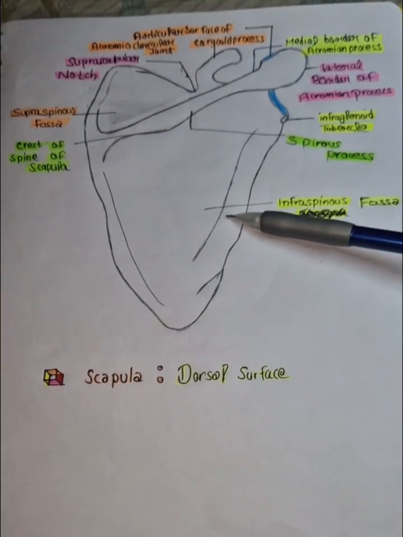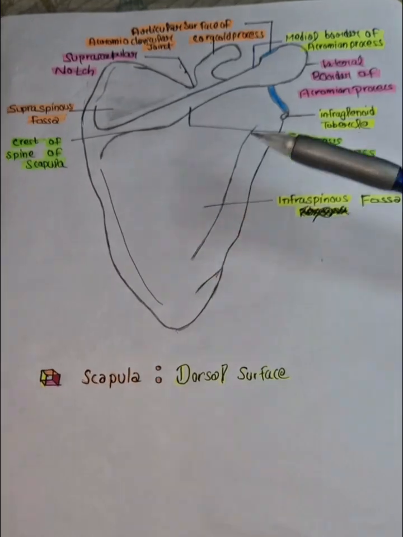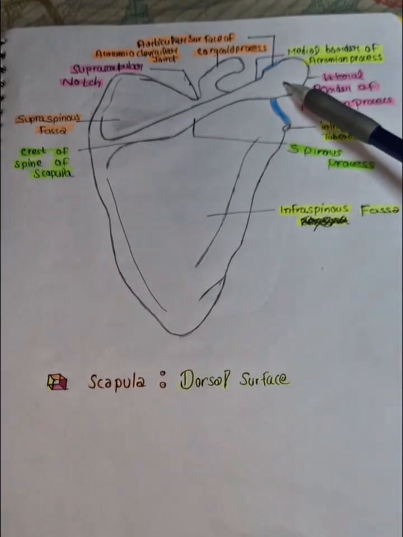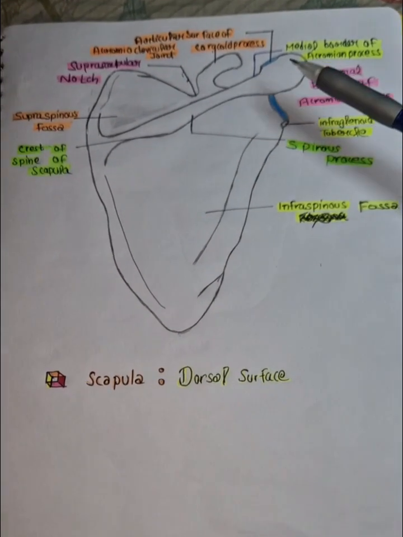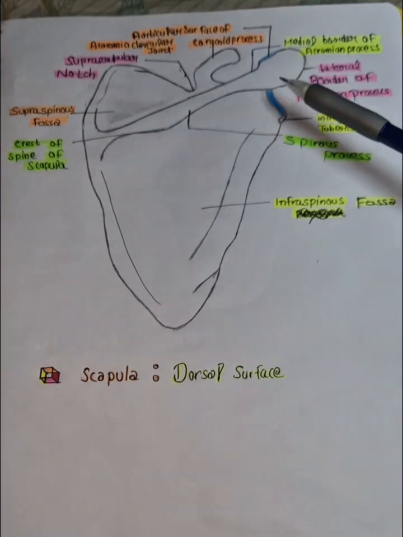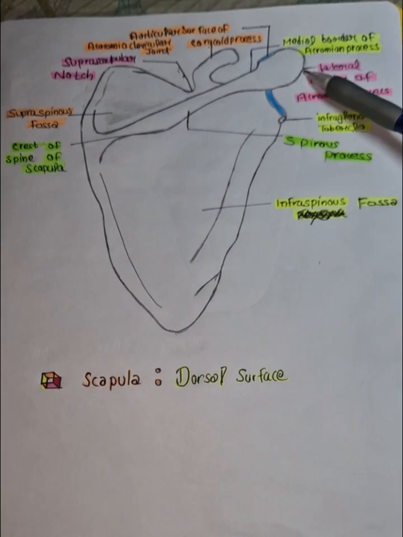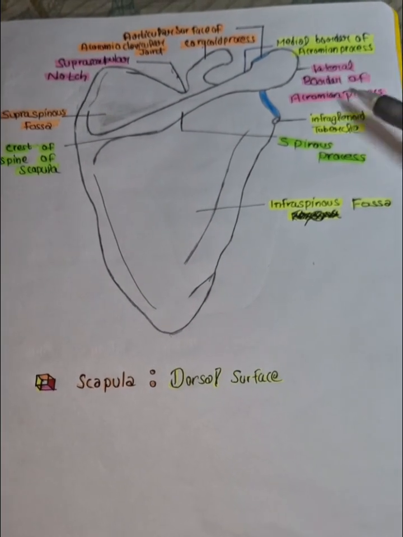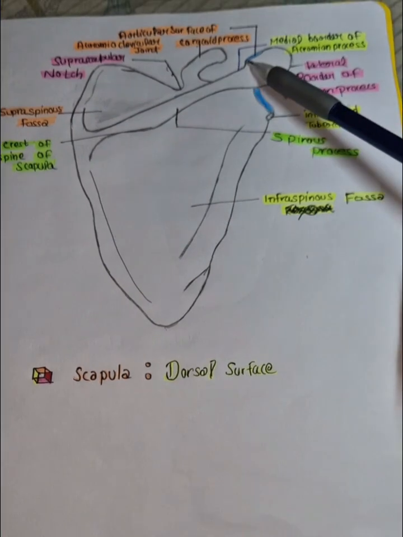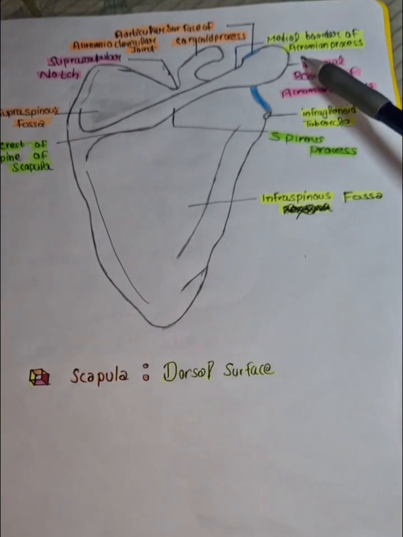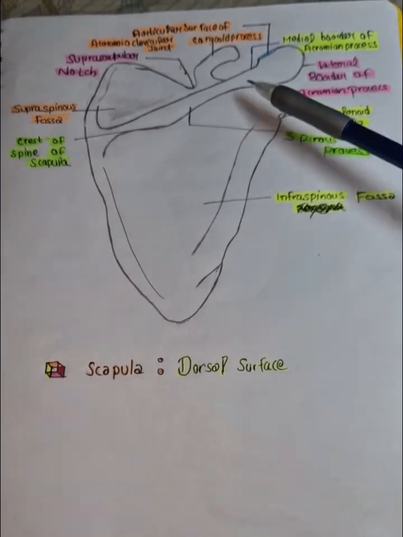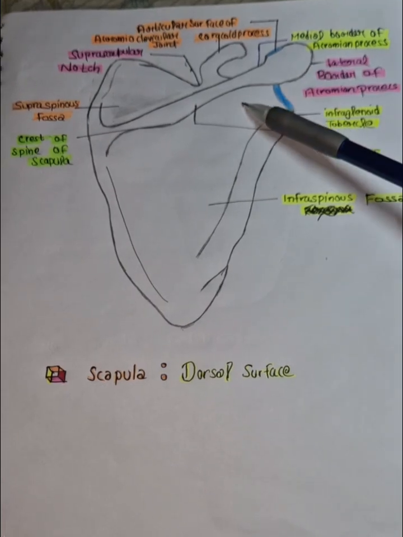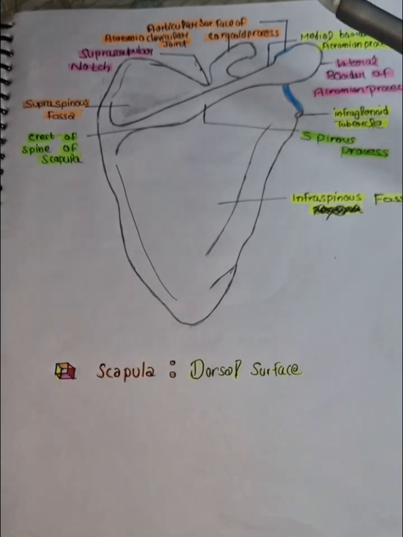So now we came to the acromion process. The acromion process has two borders. This is the lateral border of the acromion process and this is the medial border of the acromion process, and two surfaces. So this is the superior surface and below it is the inferior surface.